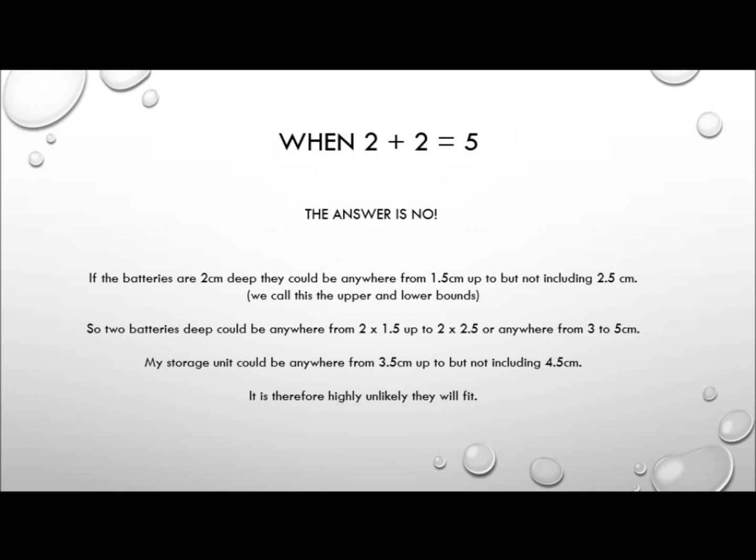You see, if the 2 batteries are 2 centimeters deep, they could be anywhere from 1.5 centimeters up to, but not including, 2.5 centimeters. We call this the upper and lower bounds. So the 2 batteries could be anywhere from 2 times 1.5 up to 2 times 2.5, or anywhere from 3 centimeters to 5 centimeters. My storage unit could be anywhere from 3.5 centimeters up to, but not including, 4.5 centimeters. It's therefore highly unlikely that the 2 batteries will fit.